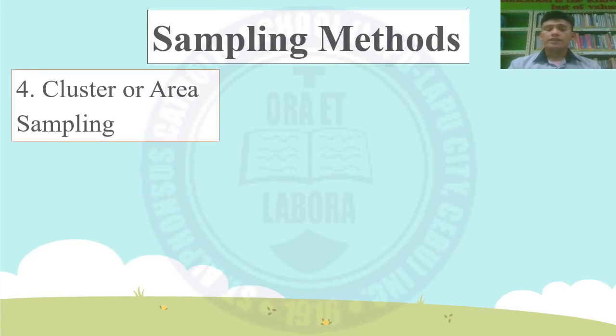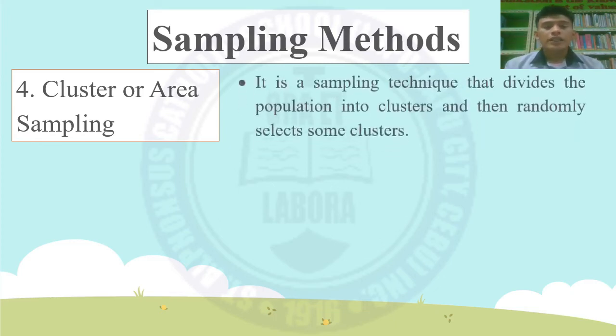Another sampling method is the cluster or area sampling. Cluster or area sampling is used when you're dealing with a large population. For example, all the cities of the Philippines. You're getting a sample for each city. That will be cluster area sampling. It is a sampling technique that divides the population into clusters and then randomly selects some clusters.